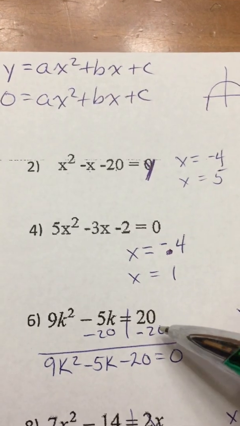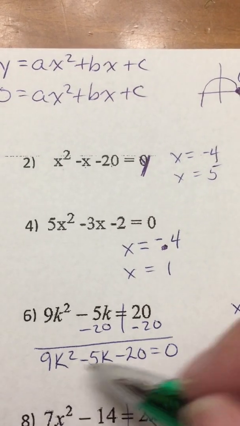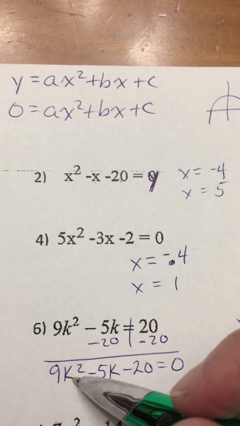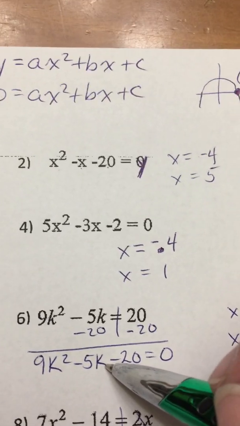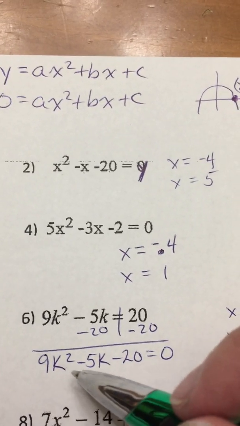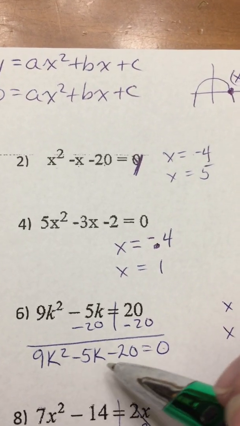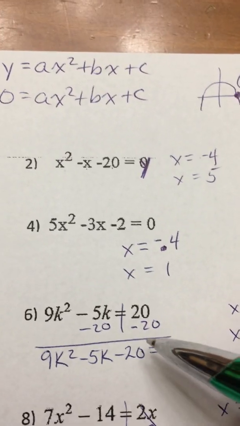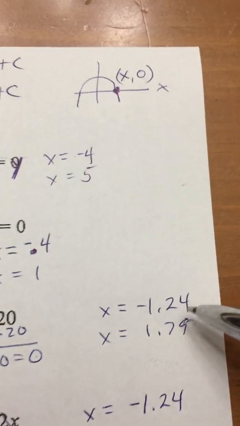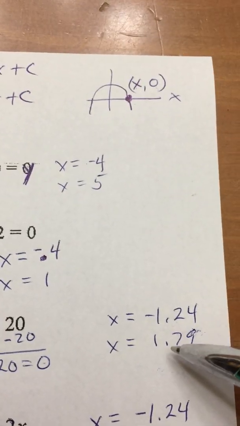This one over here, same thing. You got rid of the 20 by moving it to the other side, so then it was in standard format. Can we put k's in the calculator? No, we always put x's in the calculator. So when you typed it in, you always had y equals already, and this is 9x squared minus 5x, subtract 20. Go trace around it, find the x-intercepts, and they were negative 1.24 and 1.79.